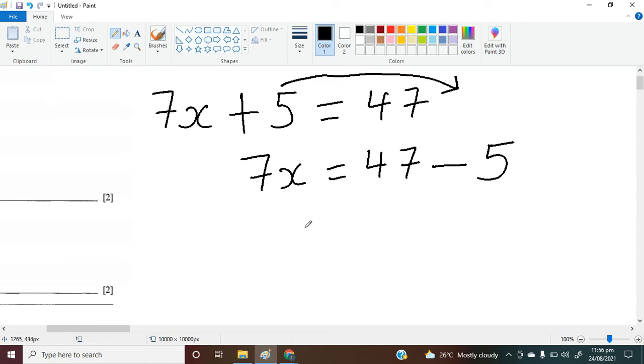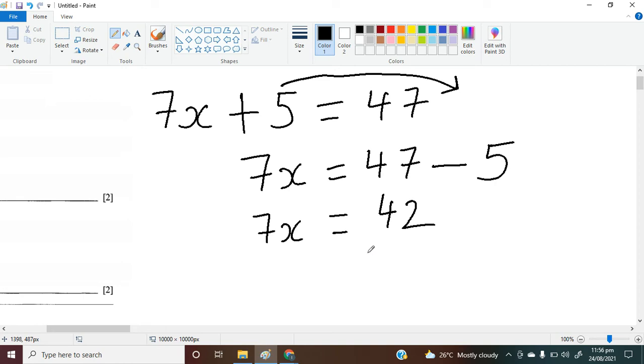7x. Okay, let us simplify the right-hand side some more. What is 47 minus 5? Well, 47 minus 5 is indeed 42. And so now we have 7x equals 42.